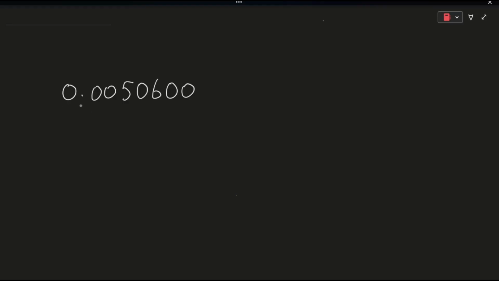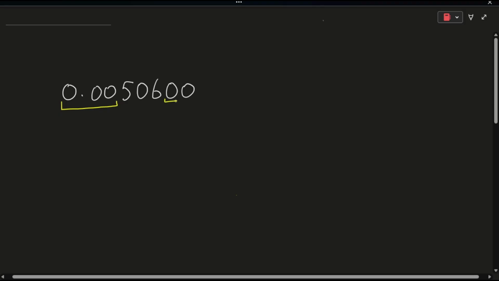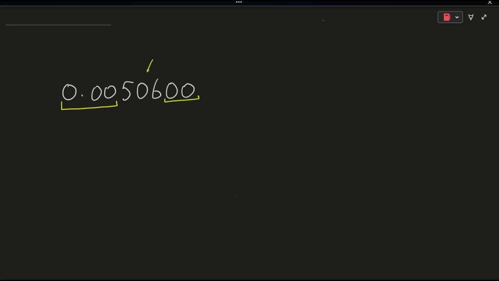Now, we have 0.0050600. The figure has leading zeros, it has trailing zeros, and it has a zero coming between two non-zero digits, 5 and 6. Are leading zeros considered significant or not? Are trailing zeros considered significant or not? And under what condition are trailing zeros considered significant or otherwise?